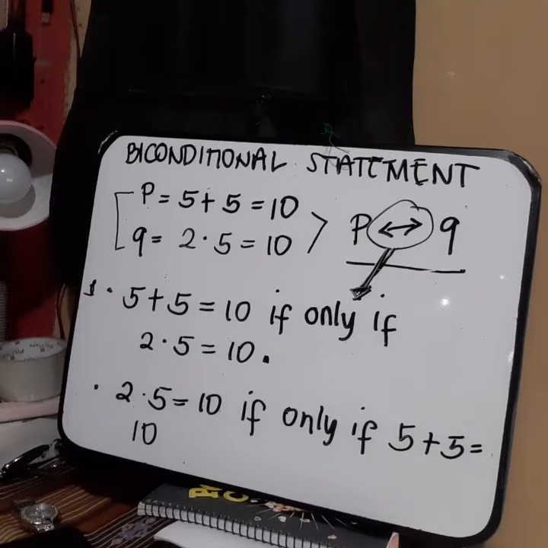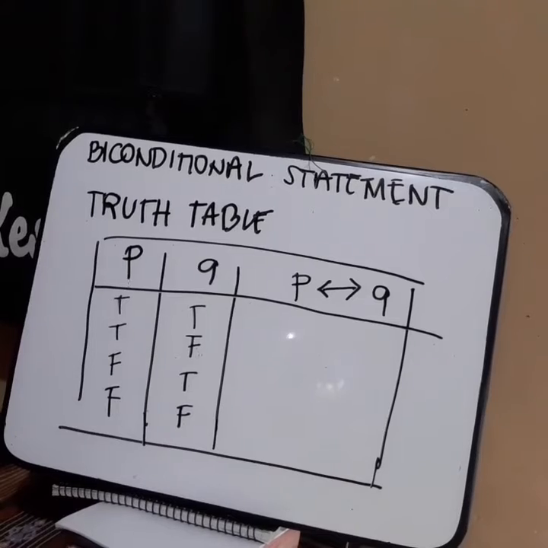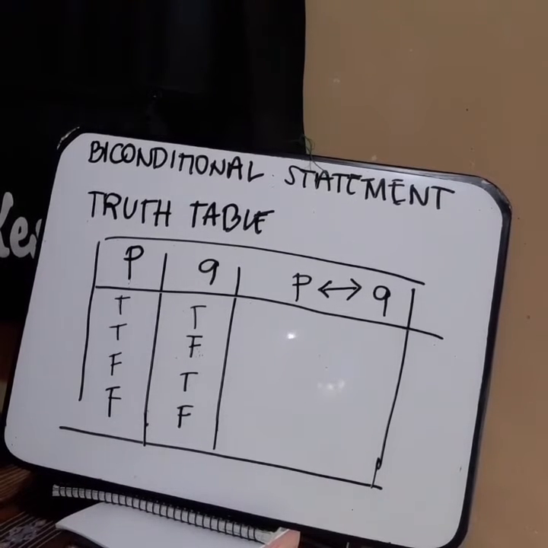Now let's look at the table of the biconditional statement. So this is the truth table of the biconditional statement.